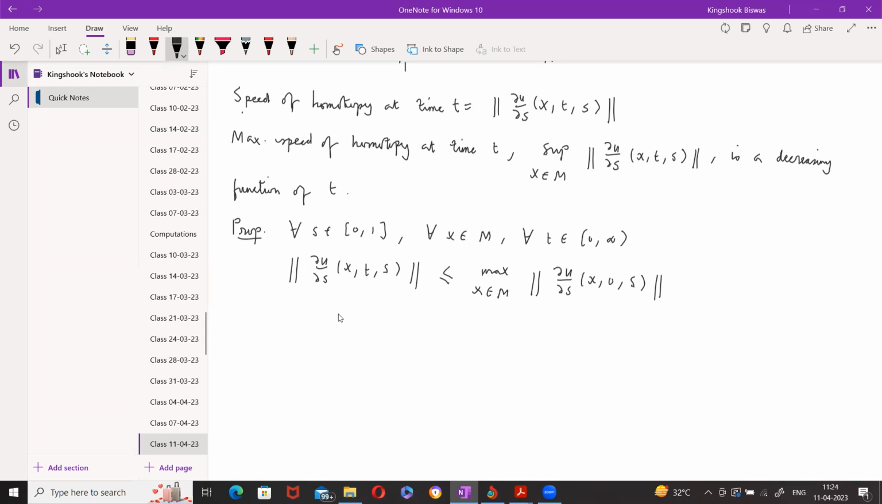At time 0, this is equal to the norm of del F_s del s of x. So this will tell you that the maximum speed of the homotopy is monotone decreasing. Is this clear? Yes, sir.